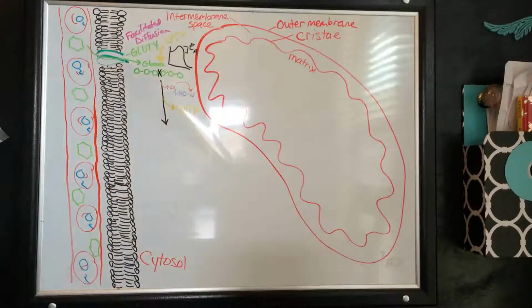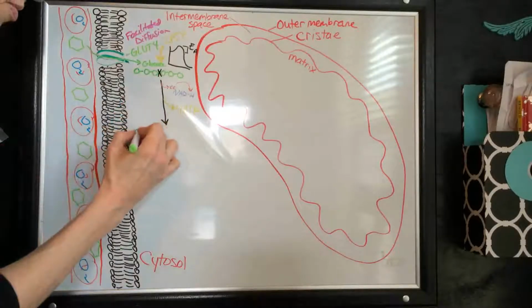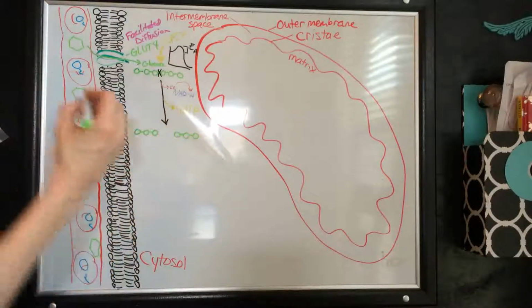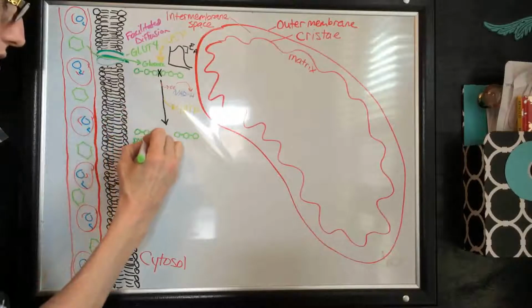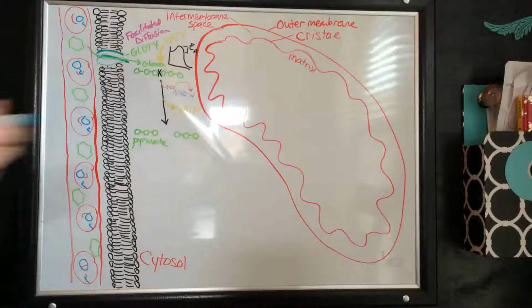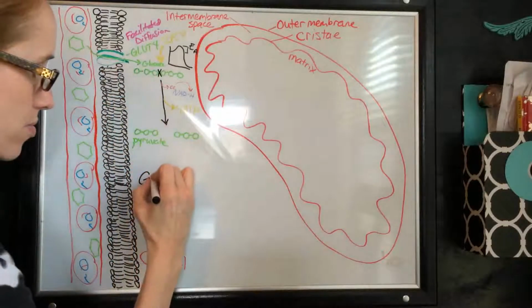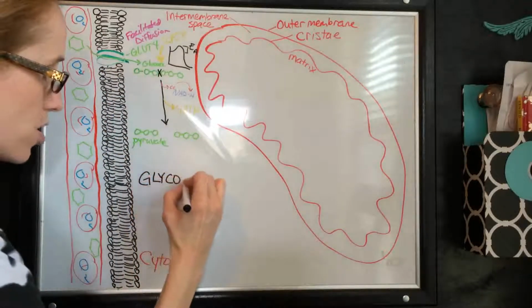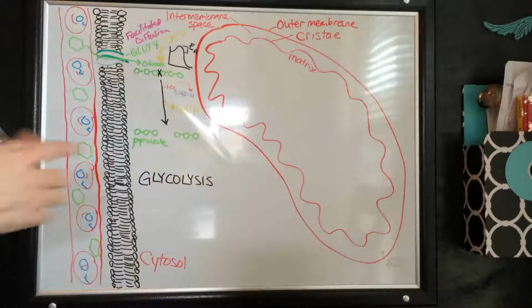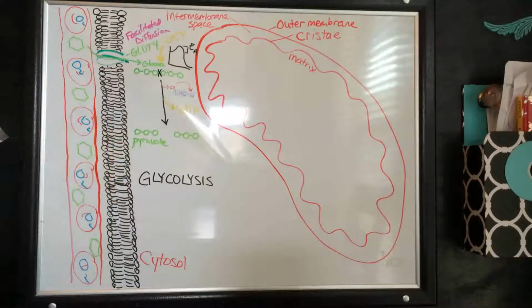And then obviously the products of this are 2 3-carbon sugars. Okay, the 3-carbon sugars have a name. They're called pyruvate. Now, this process that we've just drawn, the breaking of glucose in half, is called glycolysis. I'm going to draw in black. Glyco, which means sugar, and lysis, which means to break. Glycolysis. Okay, we get 2 pyruvate molecules. I've just labeled one of them there.